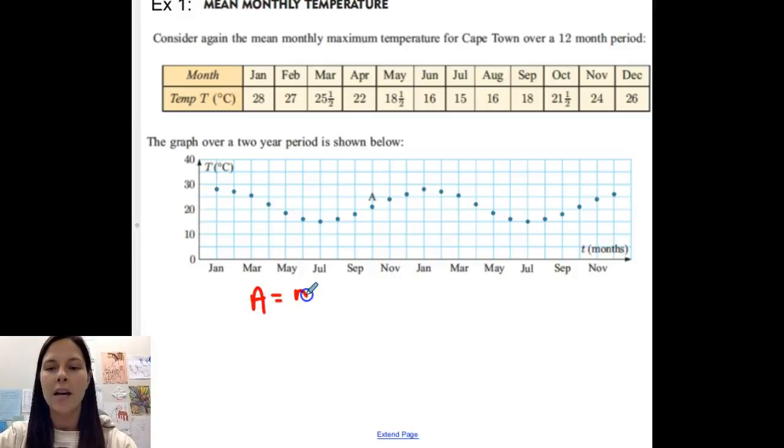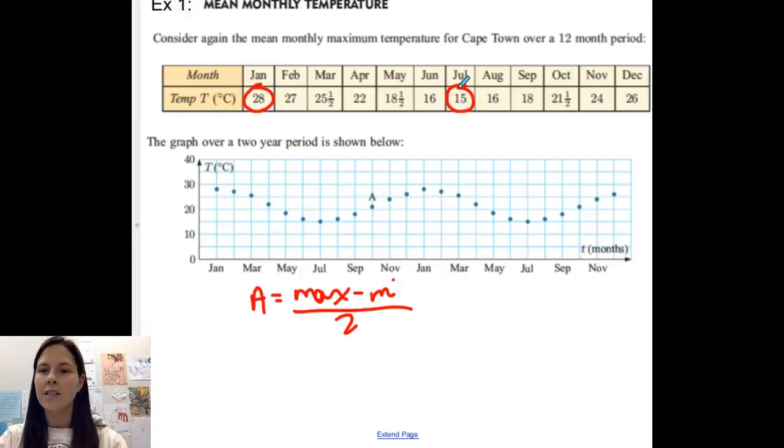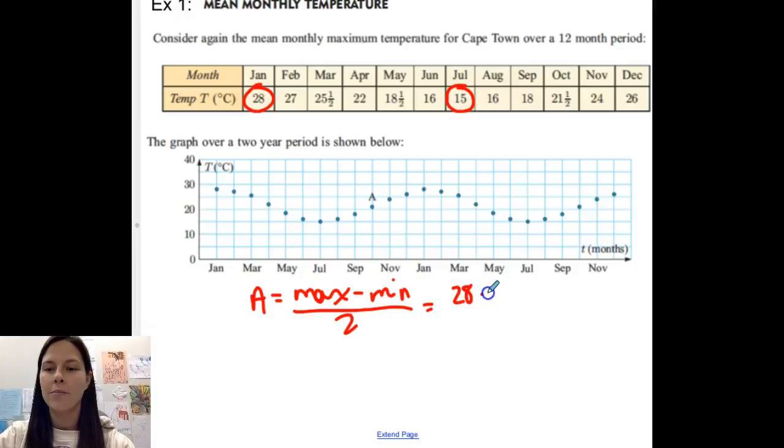A, remember, is the maximum minus the minimum all over 2. We could try and find that information from the graph, but it'll be a lot easier to find that information in the table. The maximum temperature was January at 28, and the minimum is in July at 15. In case some of you are scratching your heads, how is the maximum temperature in January? That sure doesn't happen in Minnesota. This is south of the equator, where their winters and summers are backwards from us. We'll take that 28 minus 15 and divide it by 2 to give us a value of 6.5.